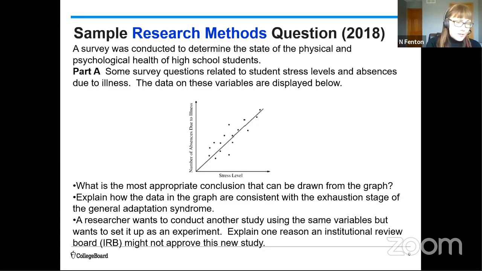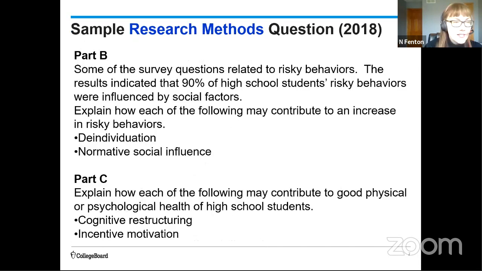Then it's going to ask you to apply what you see here to potentially a specific term, such as the exhaustion stage for the general adaptation syndrome. And then they finally ask you an ethics question in the context of turning this into an experiment. Just want to show you the rest of this sample research methods question, even though we're not going to go over it today. De-individuation and normative social influence are both from that unit 9 from social psychology.